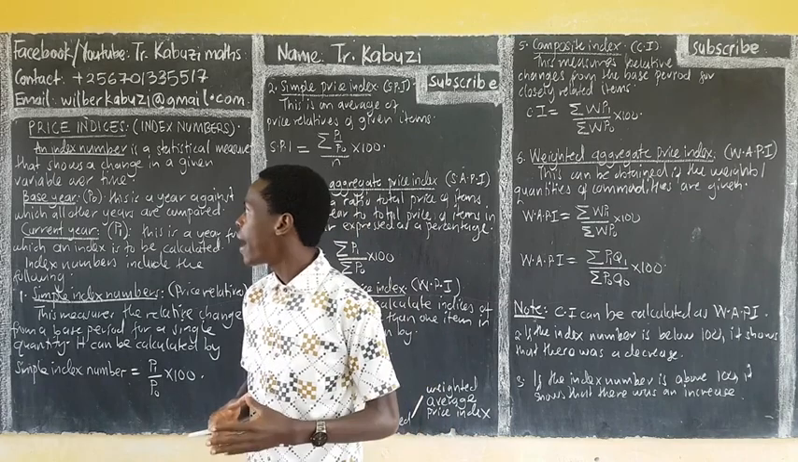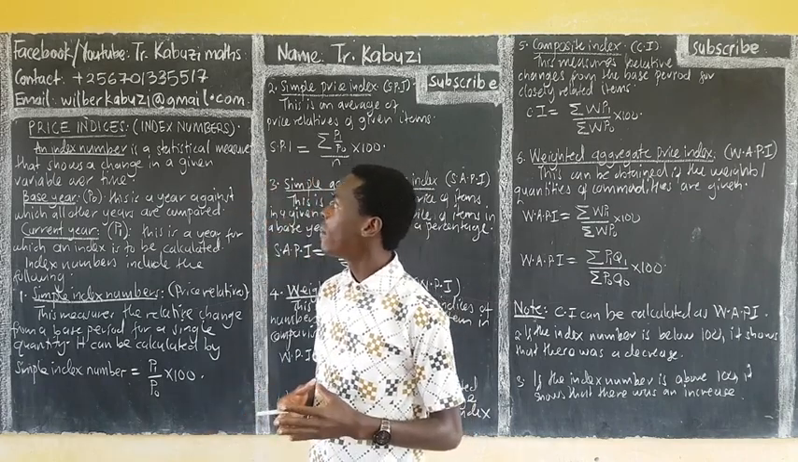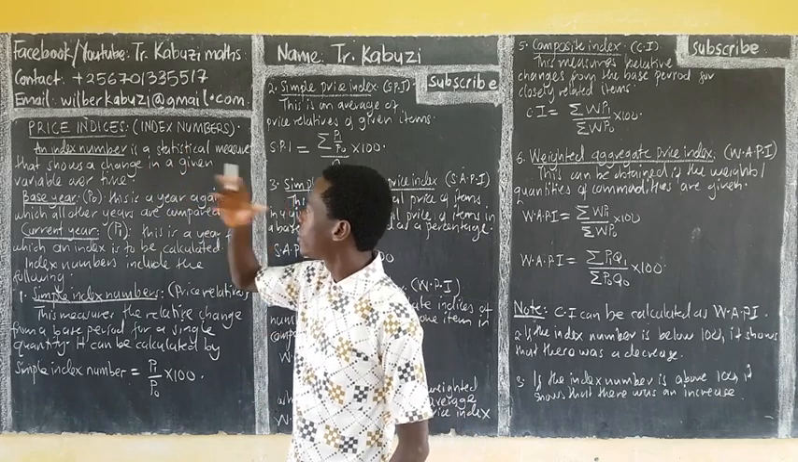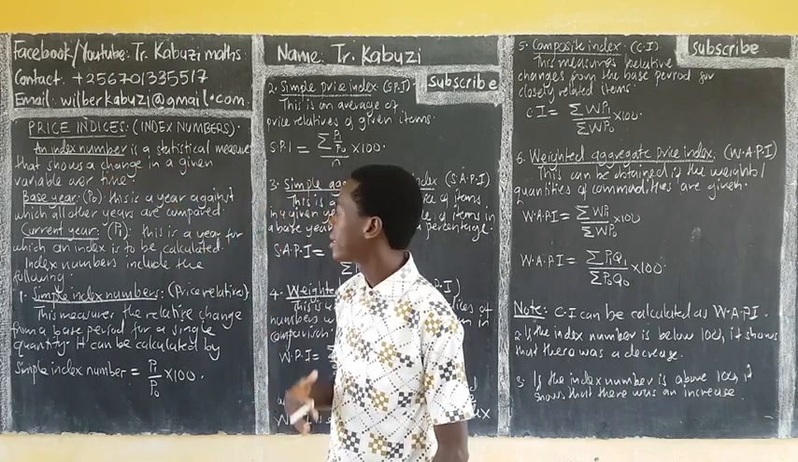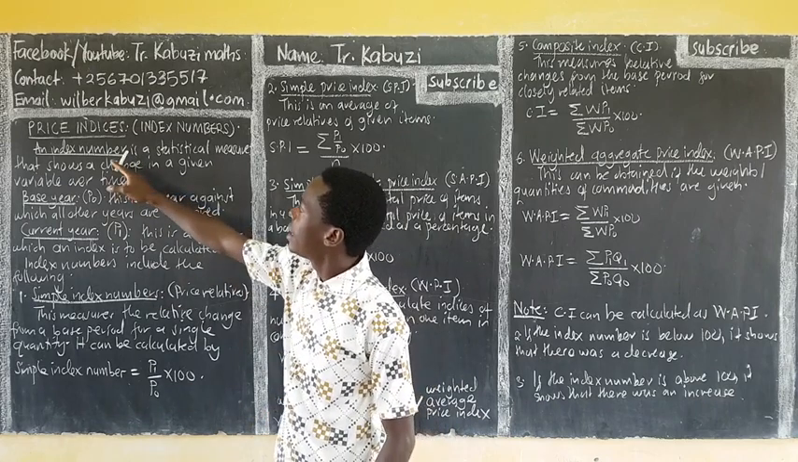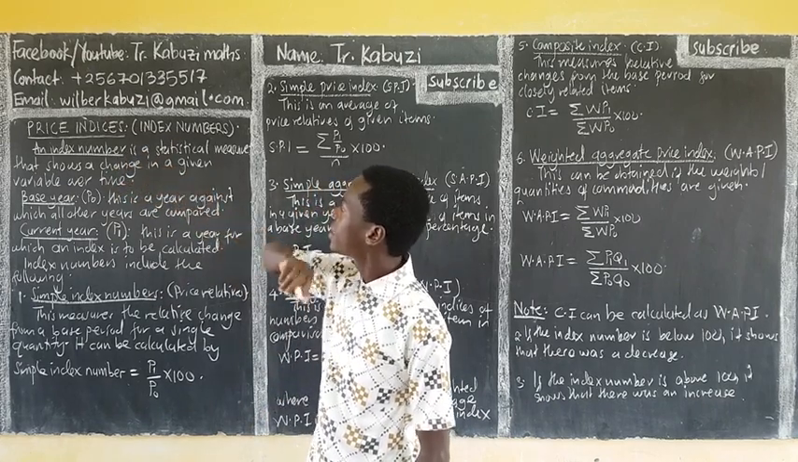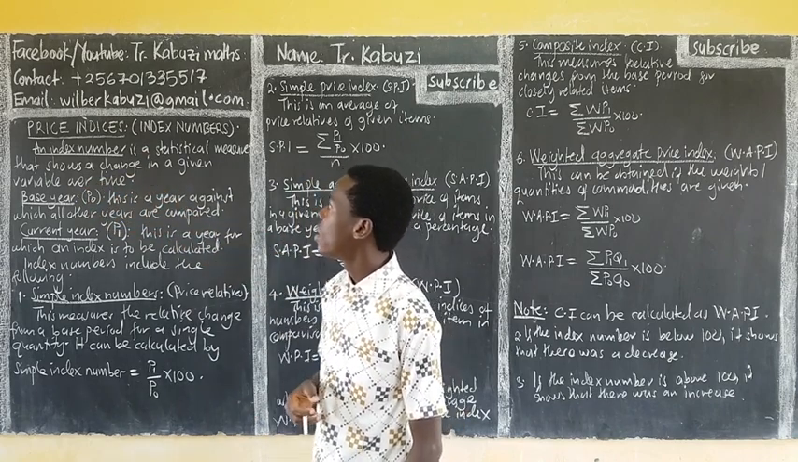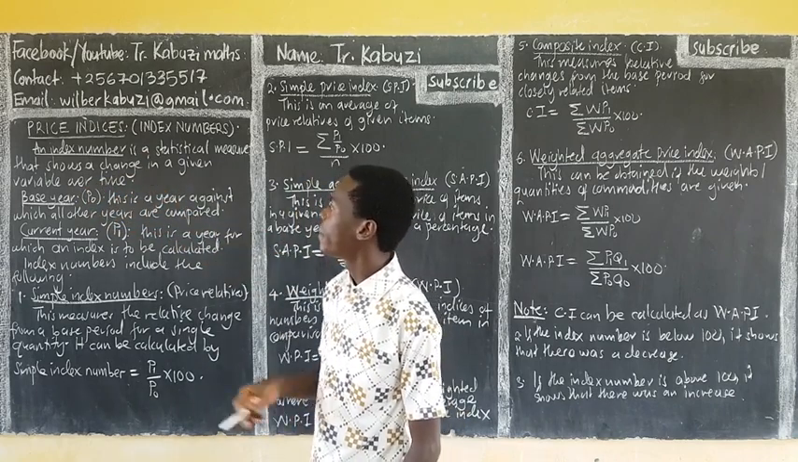Now, index numbers, there are quite many definitions, but we are going to be specific here. So, what's the definition of an index number? If you don't call them index numbers, you can call them price indices. An index number is a statistical measure that shows a change in a given variable over time.